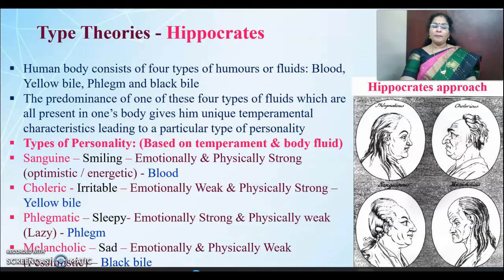And the next one is melancholic. These are the people who will always be sad, both emotionally as well as physically weak. Most of the time they come up with all negativity and negative ideas, so they are even otherwise called pessimistic. And for them, the black bile secretion is more.